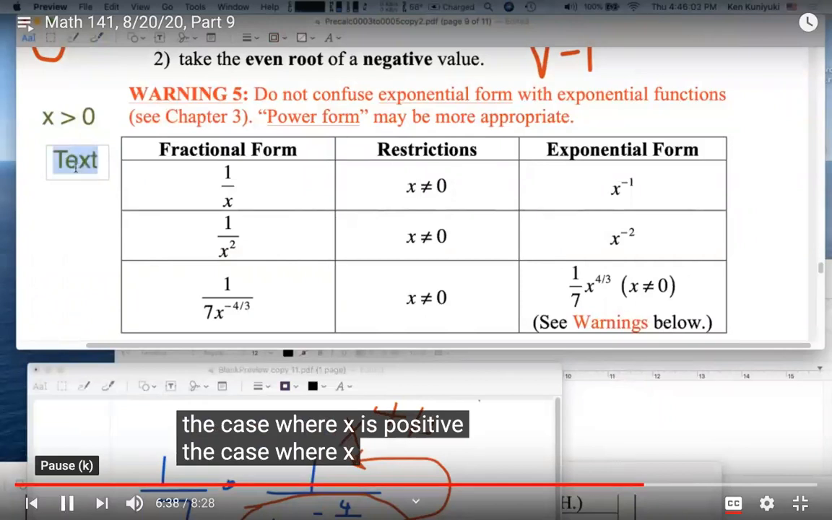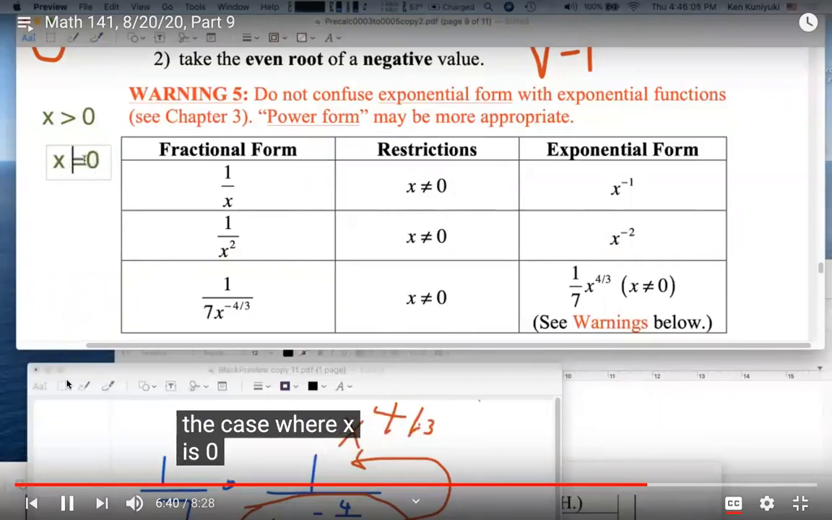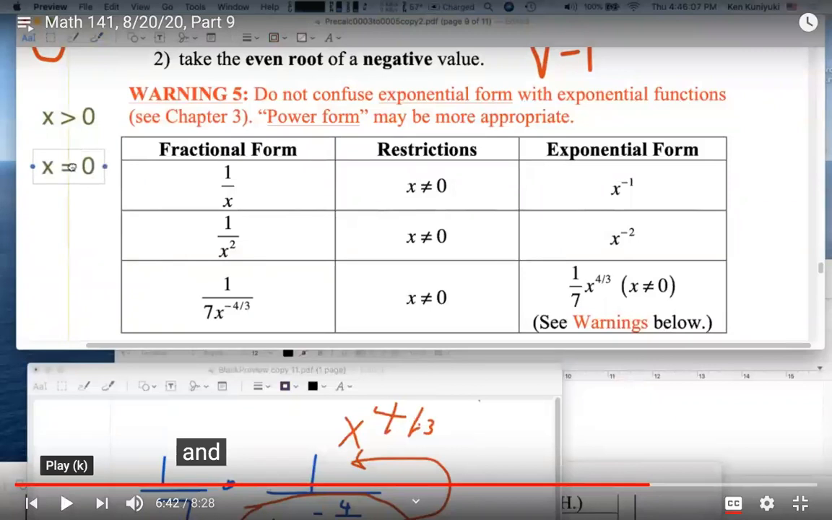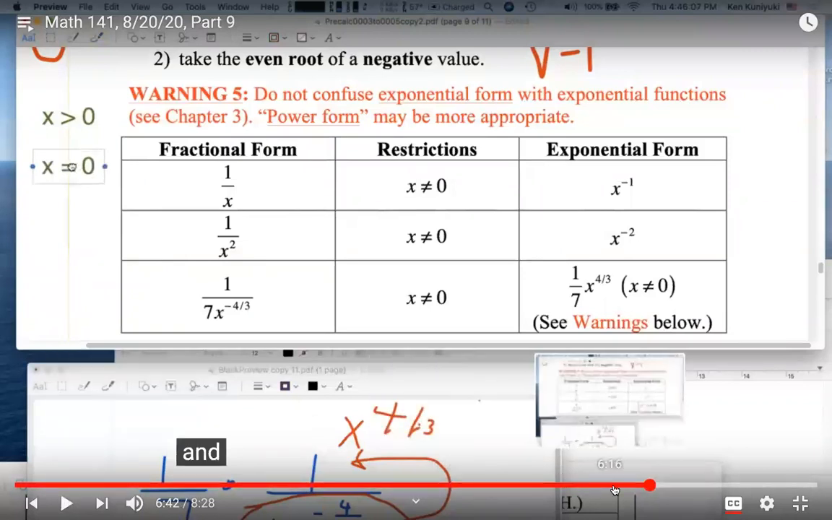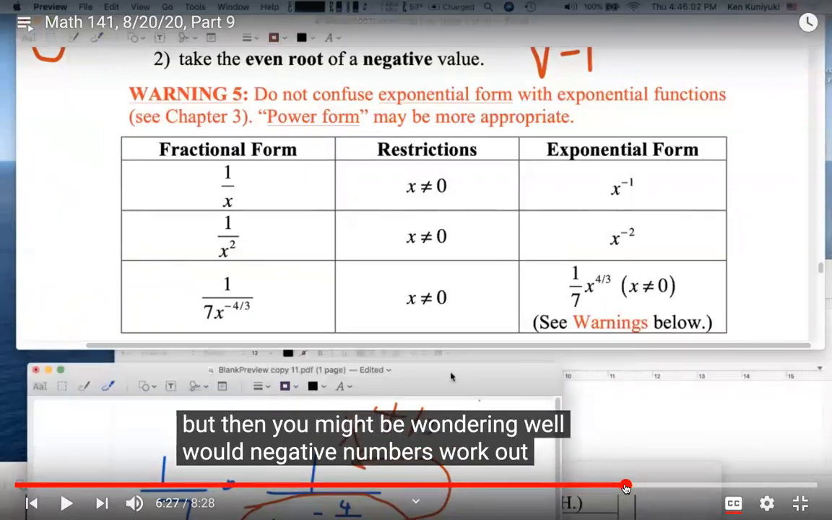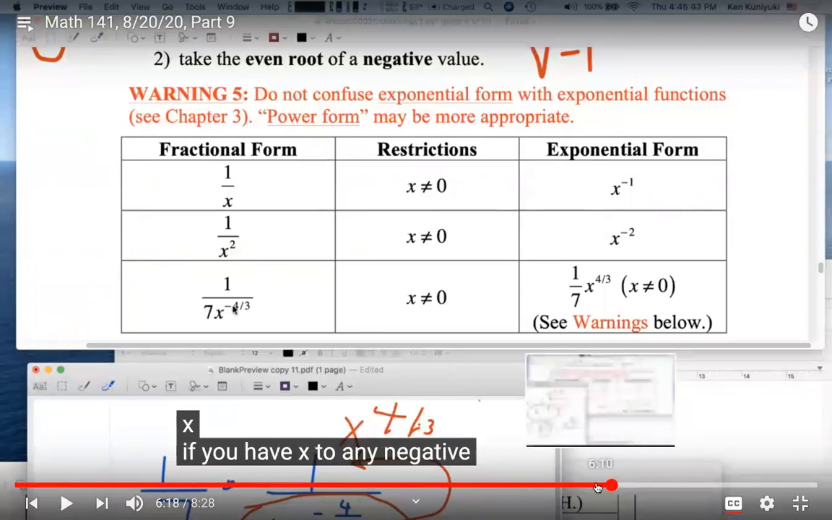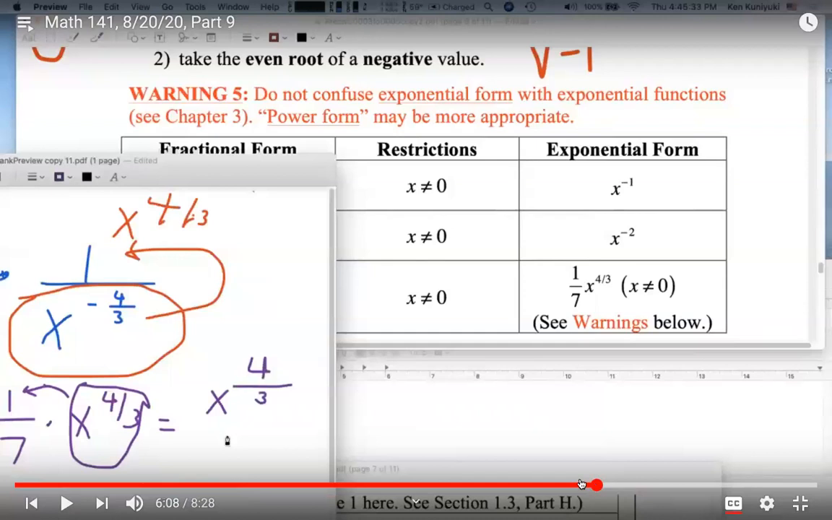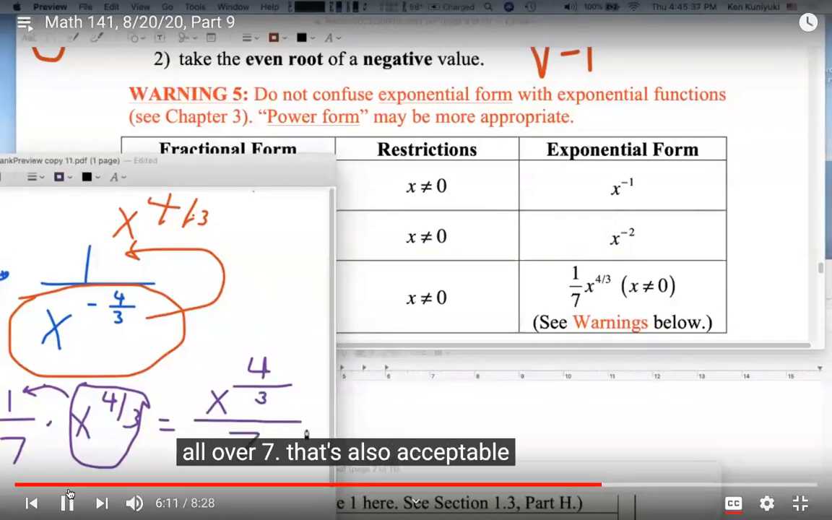Wait, before here, I think I saw that note. Hold on. Okay, how far do I have to go? Any questions here? Go ahead and chat. All over 7. That's also acceptable. Is everyone okay up to there? The main thing is that you get it.